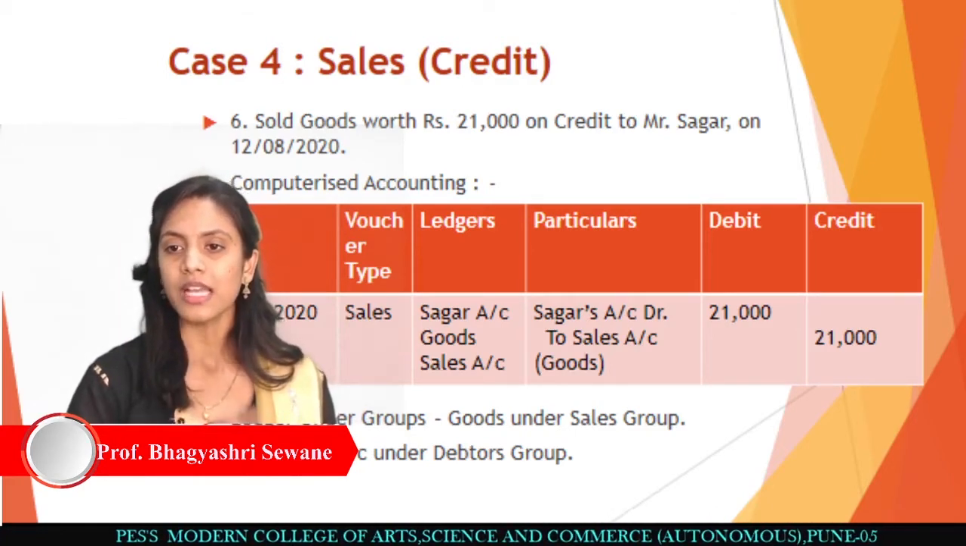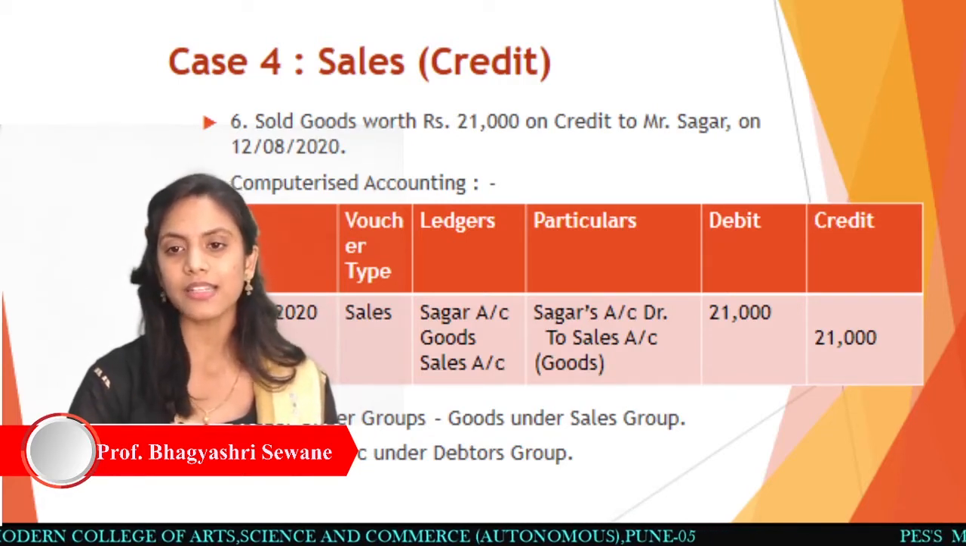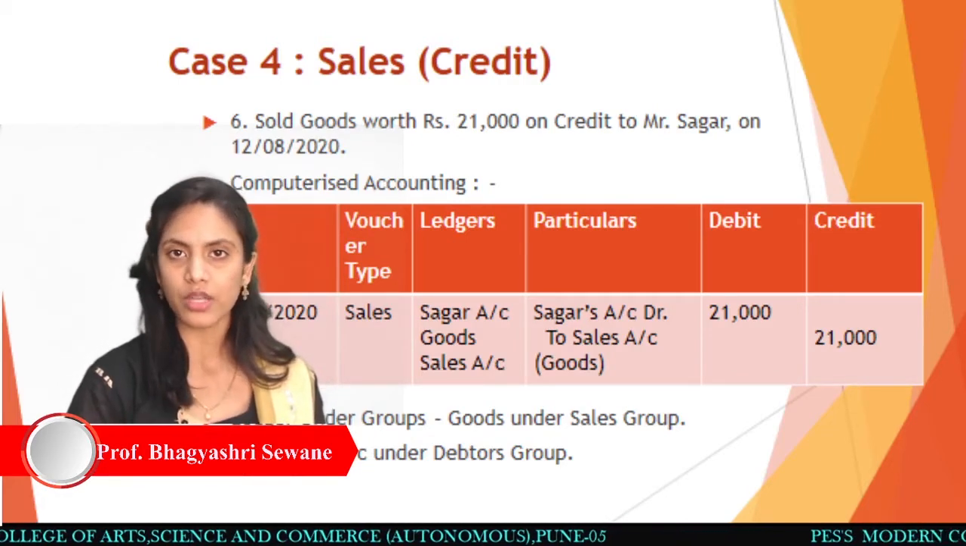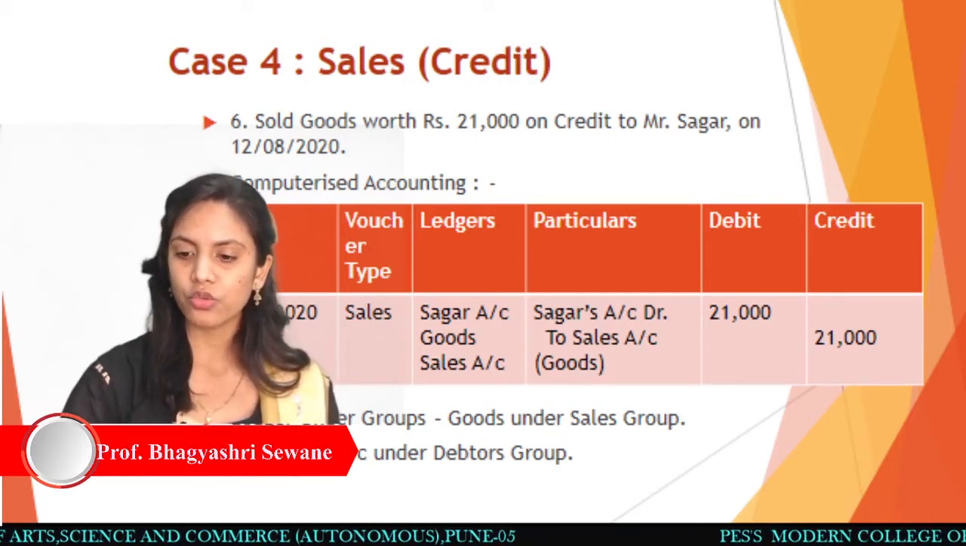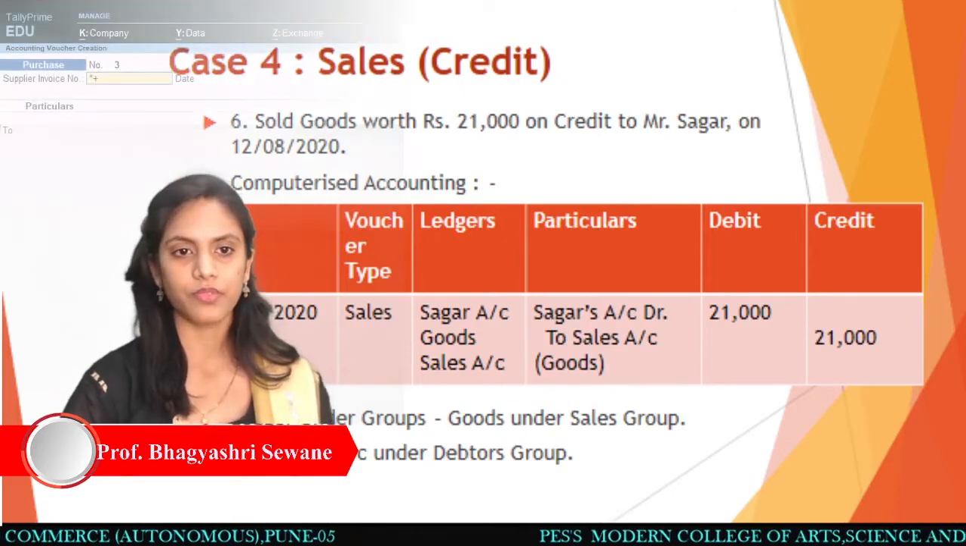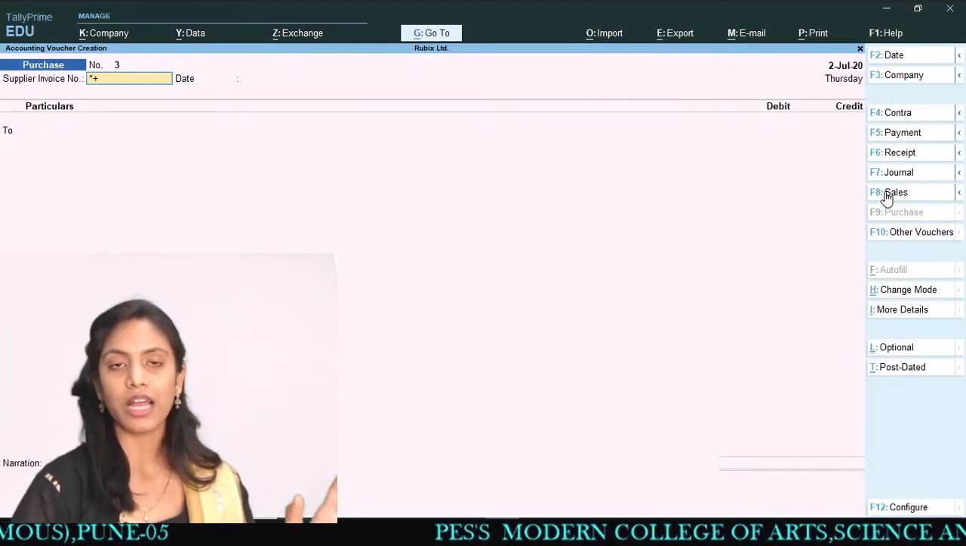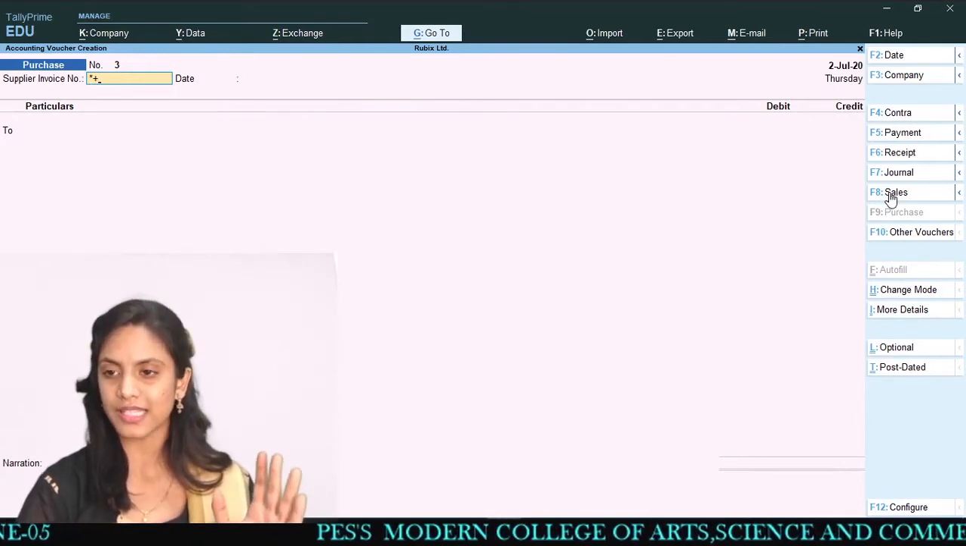The entry is for rupees 21,000. It is a credit sale, on the 12th of August 2020. So we will go to Tally first. I have to choose the voucher first, sales.